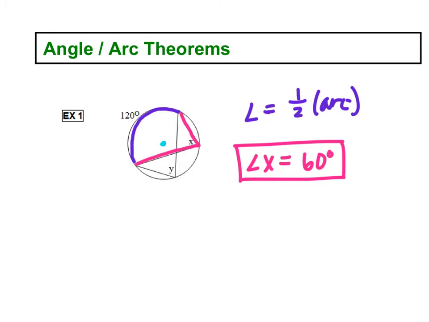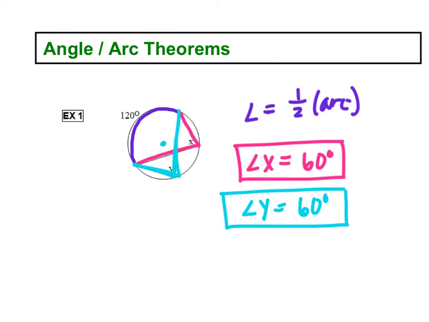All right, well now we have to look at angle Y, and what we notice is angle Y is intercepting the same arc. So if this arc is 120 degrees, well that means that angle Y will also be 60 degrees, half of that arc. So there's an example of that first theorem from the intro video.